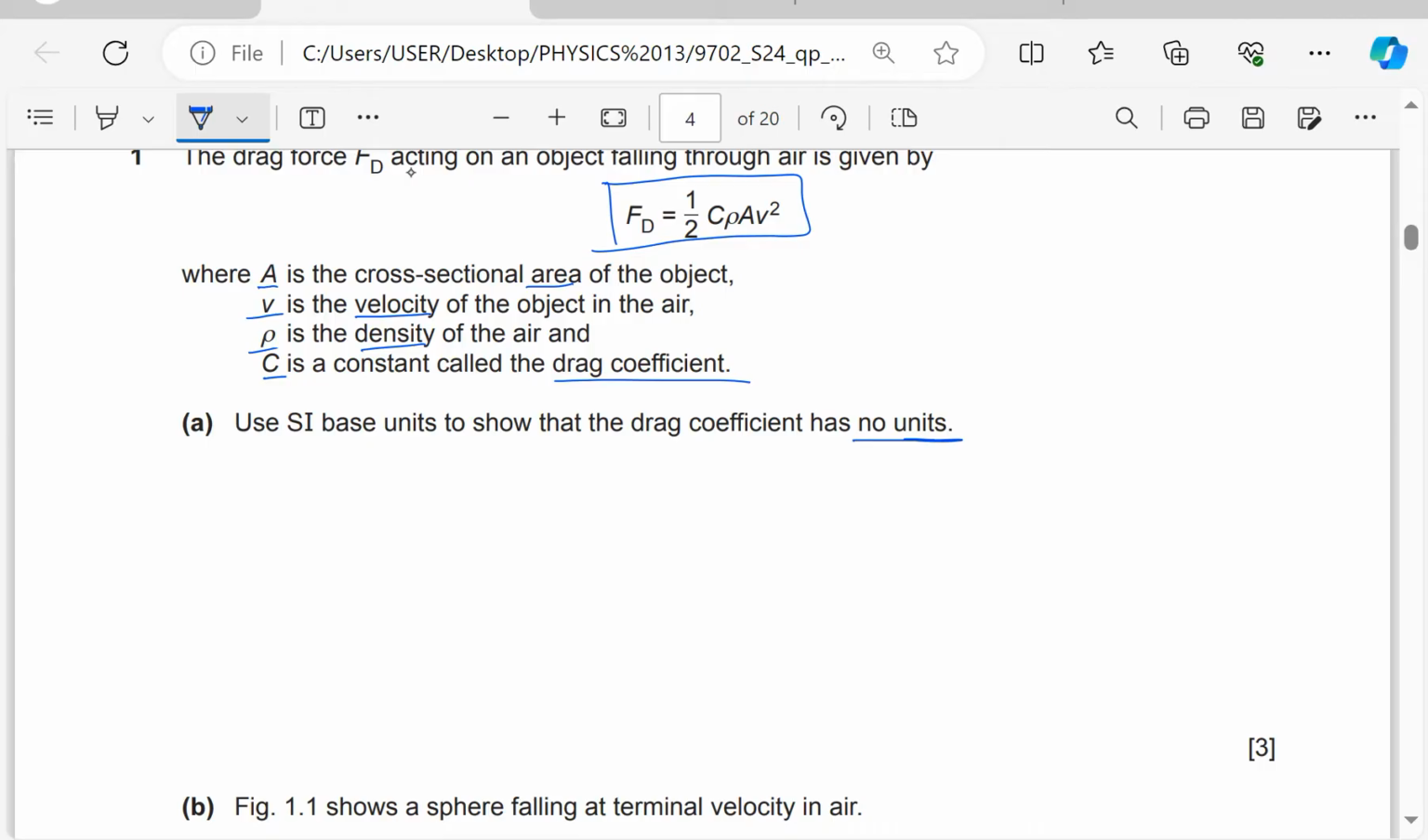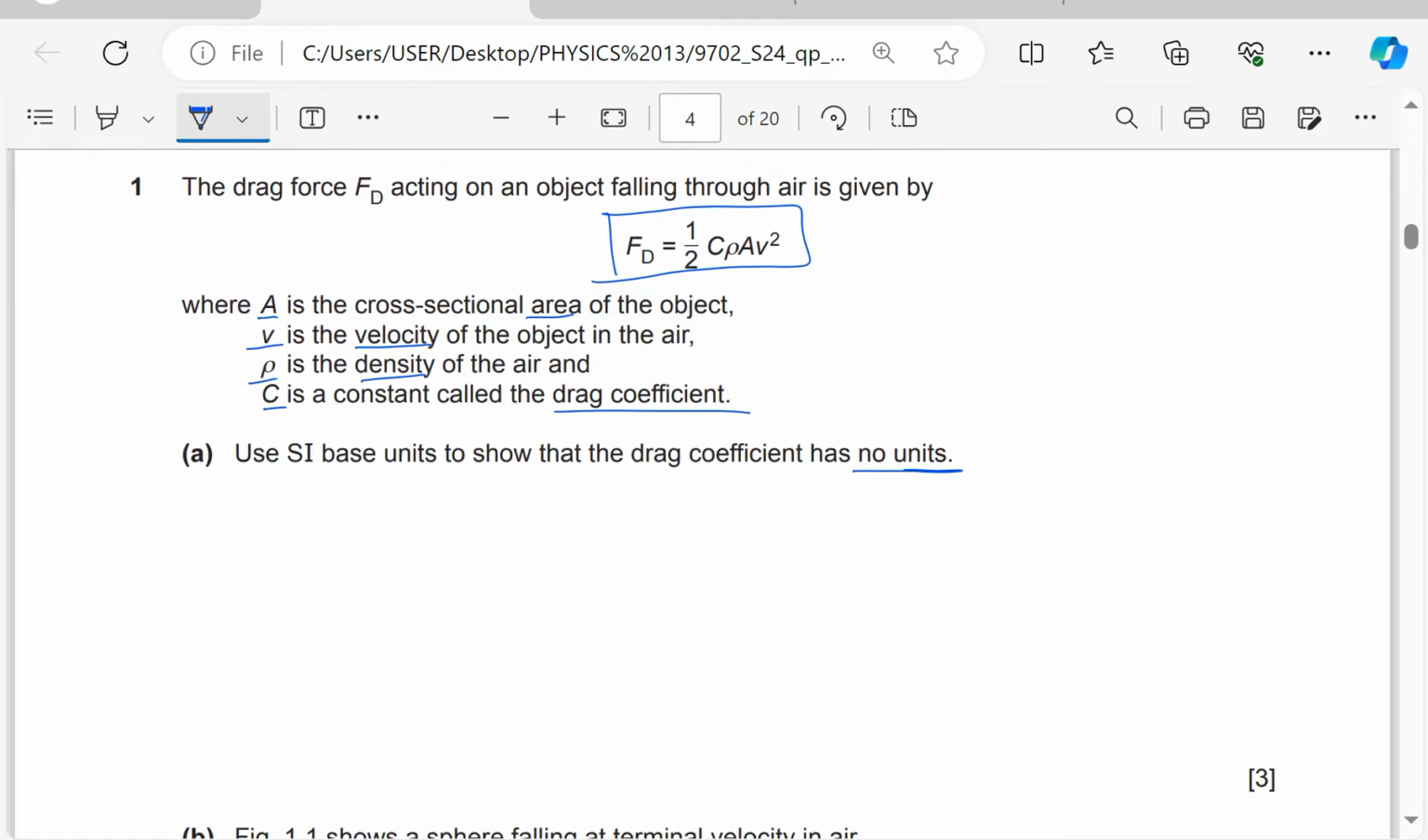So if you're a teacher, I always encourage you to teach your students to lay out their work systematically. This is normally what I do when I teach this part to year 12 students or AS students. So the quantity whose units are required is always made the subject to make your work look systematic. So we want C to be the subject. So making C the subject, I have that C is equal to twice the drag force, divided by, in the denominator, density, area, and v squared. So I've made C the subject.